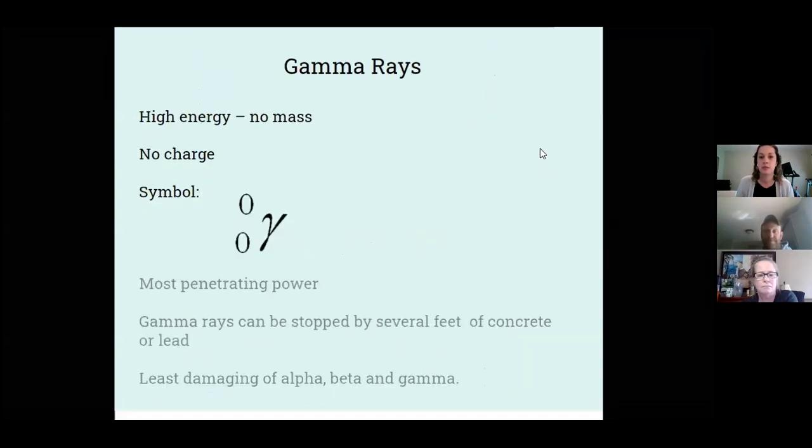Oops, I think I hit it twice. There you go. And finally, we come to gamma. You're going to notice that it's not a particle, but it's a ray. So that's why you're going to notice on the first line that it has no mass. And if you look at the symbol, it also doesn't have a charge. Okay, so there's no protons, there's no mass, there's no neutrons.